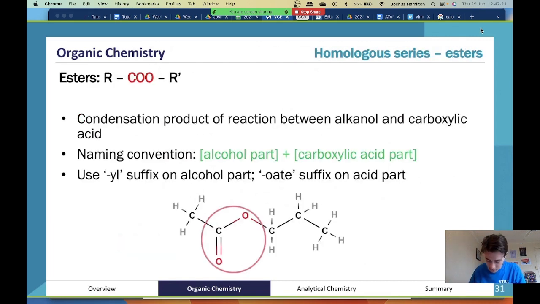Then we have esters. Now we will discuss how esters form, so please don't worry, we are going to talk about that. But esters sort of form from alcohols plus carboxylic acids. What I want you to get out of this slide is how to name them. So esters have this cool C-double-O bond.